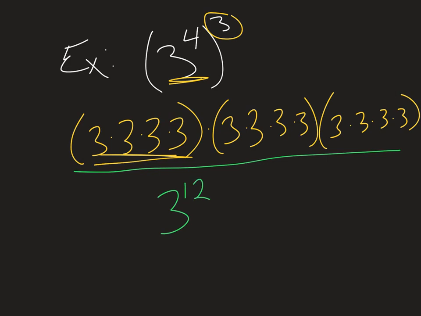Now, another shortcut here is if you look at the powers, you're taking power of a power. This would be the same as 3 to the power of 4 times 3, which turns into 3 to the 12th power. Now, in this case, it wasn't too complicated. However, as powers get larger and larger, this shortcut really becomes handy.